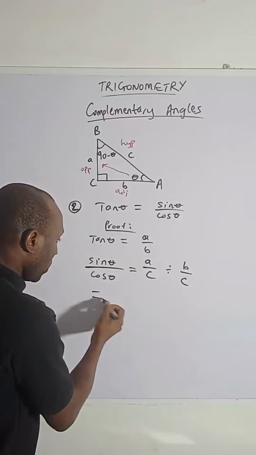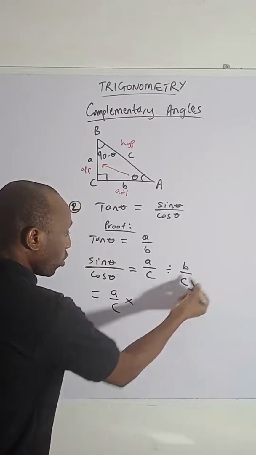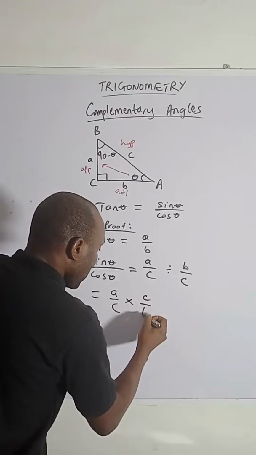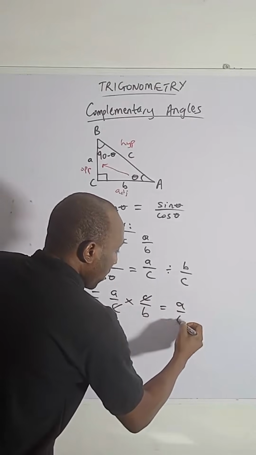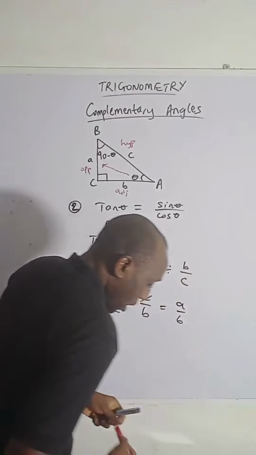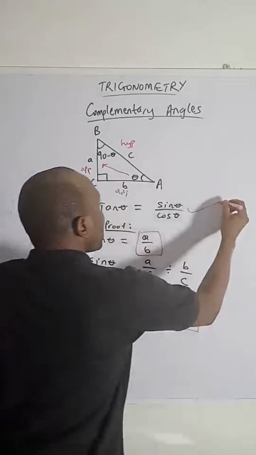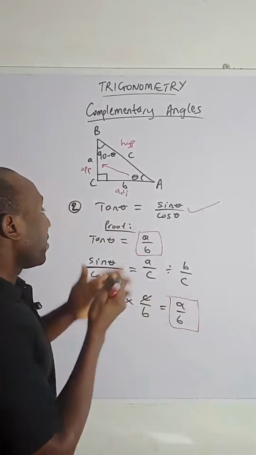So this is going to be what? Equal to A over C. If you change this division sign to multiplication, you have to take the reciprocal of B over C, giving you what? C over B. And when you cancel out like this, what do you have? A over B. Can you see that A over B that we have here is the same as this? Hence, this has been proven. Please don't forget some of these relations, some of these identities.